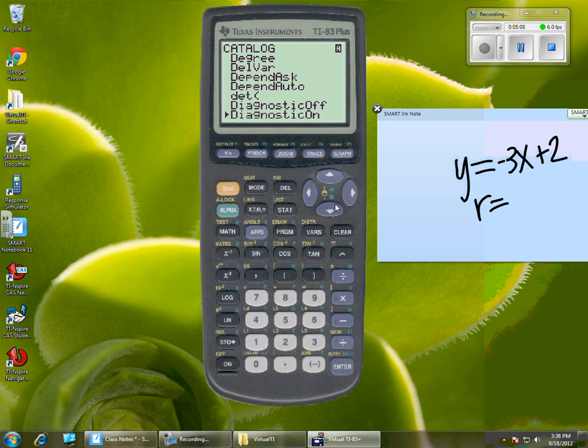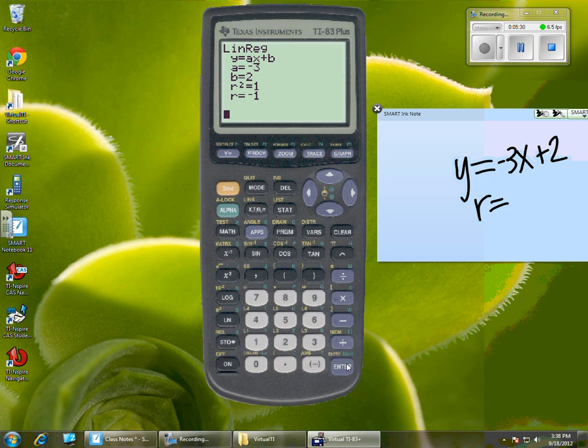Okay, this gets turned off if you play games a lot, so you might have to do this more than once. So diagnostic on, I'm going to hit enter, and I'm going to hit enter one more time so it says done. So I'm going to retry doing that linear regression. I'm going to hit stat, arrow over to calculate, try linear regression again. I'm going to hit enter, and now I have an r squared and an r. Okay, so now it should pop up for you all the time.